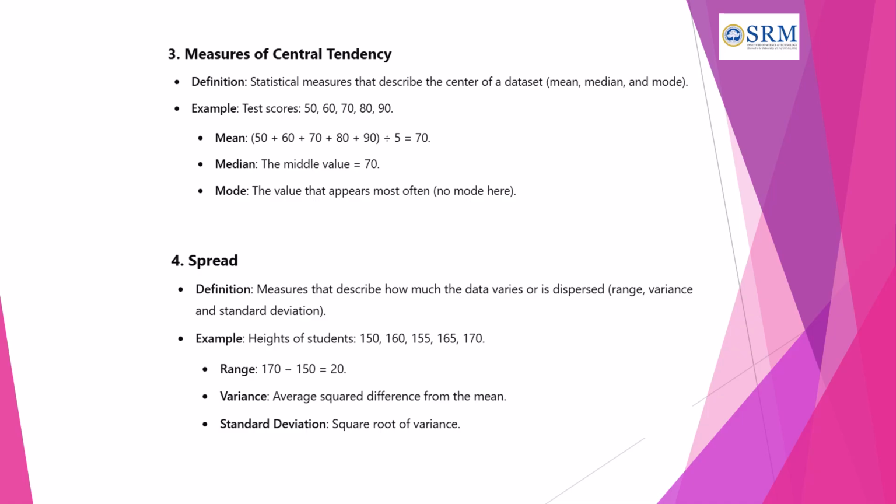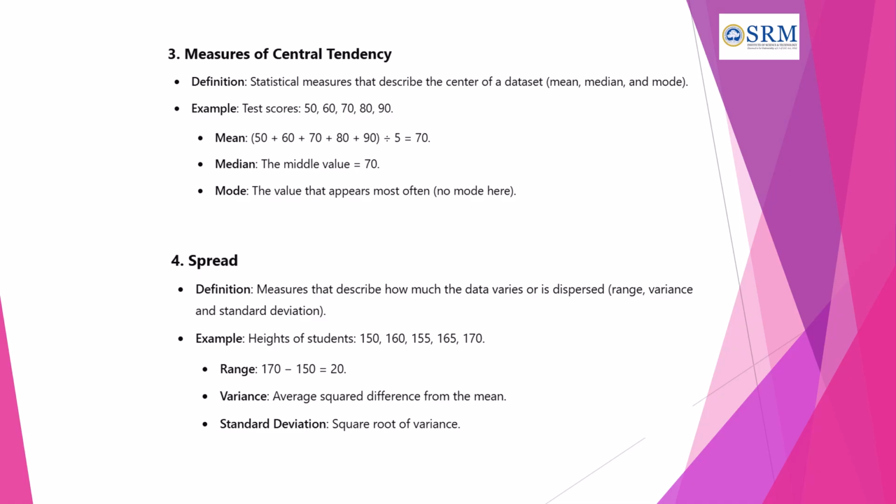For example, with the test scores 50, 60, 70, 80, 90, the mean is 70, the median is also 70, and there is no mode since no number repeats. These measures give us a sense of where most data points are centered.